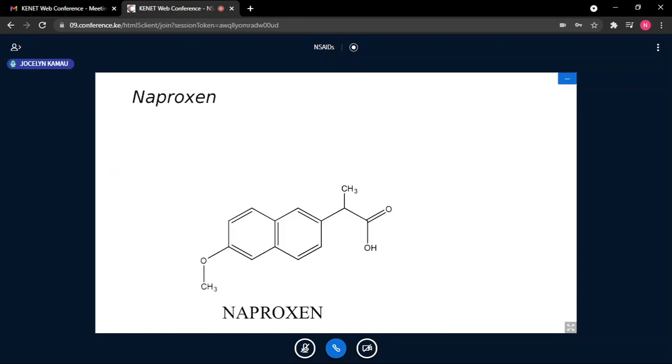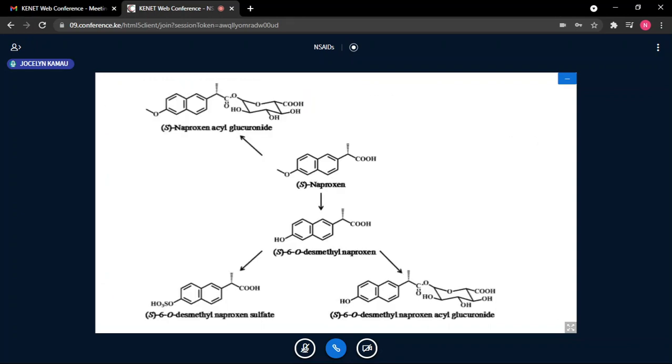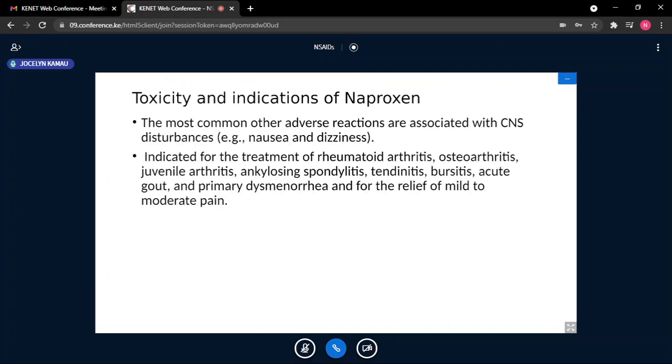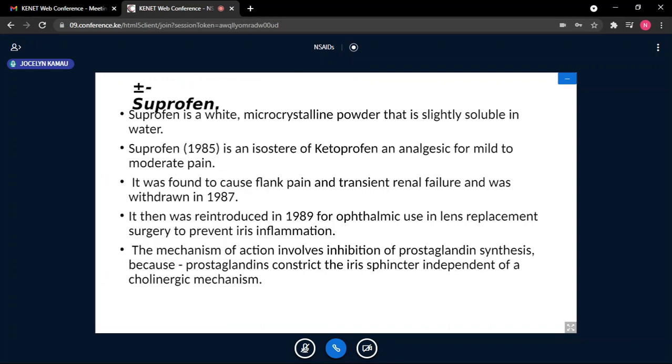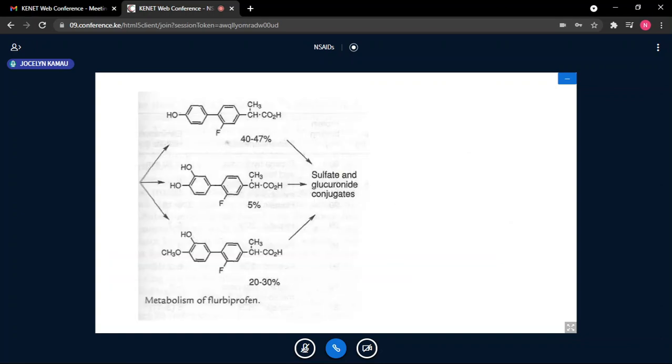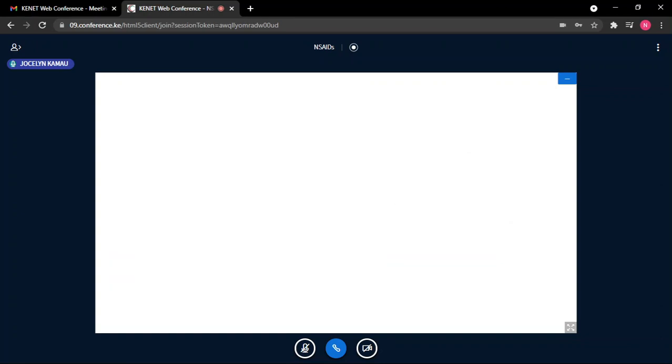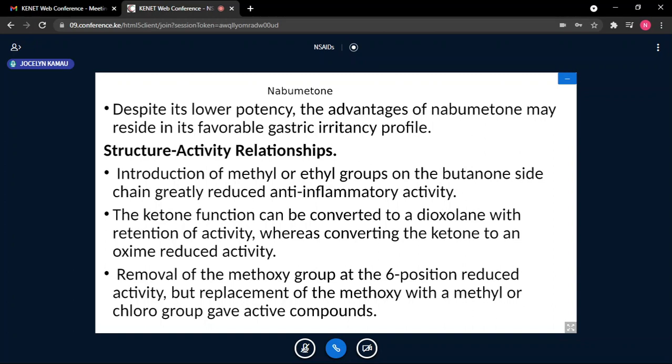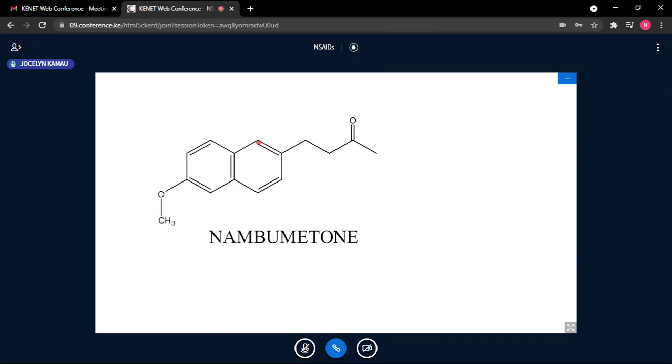Fenoprofen, ketoprofen, all these profens are propionic acid derivatives. I don't know whether I have any. Nabumetone. This is nabumetone, which I had mentioned. If you look at nabumetone, this is the structure of nabumetone. Kindly note, it does not have a carboxylic group. And that is why we are calling it non-acidic.